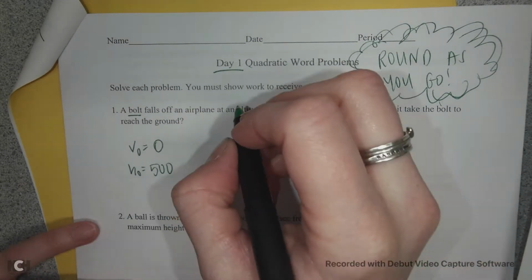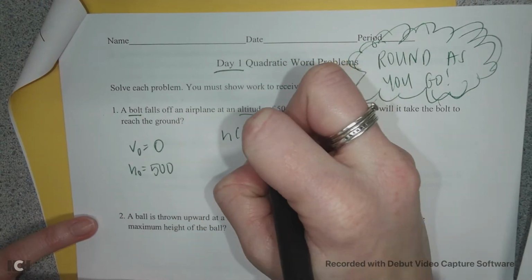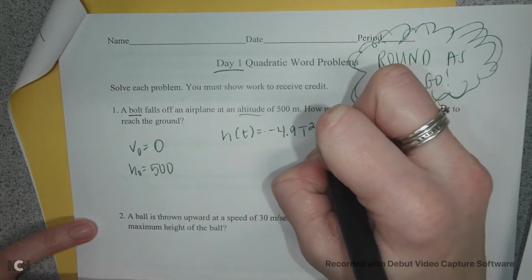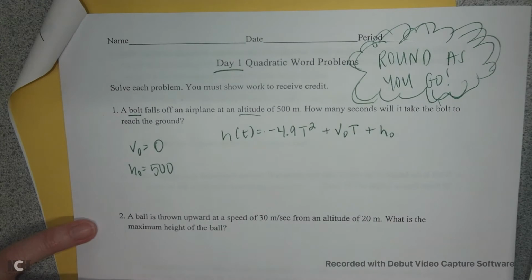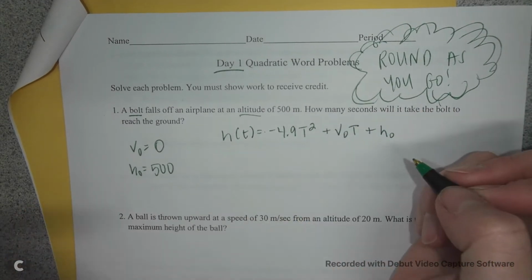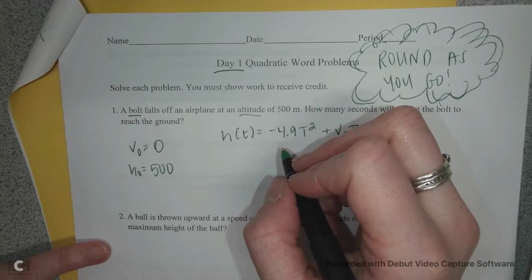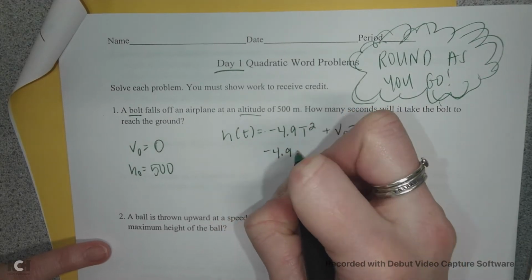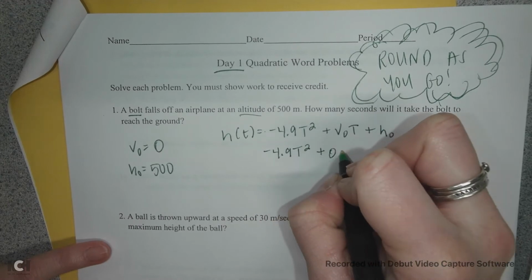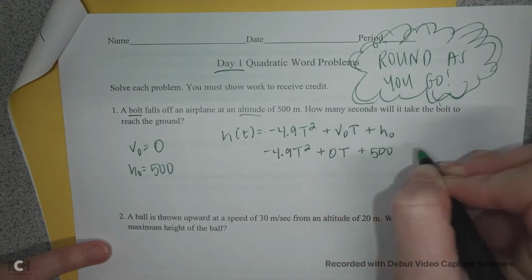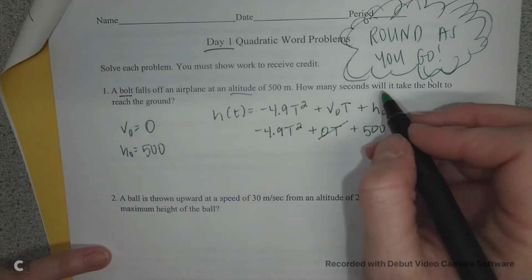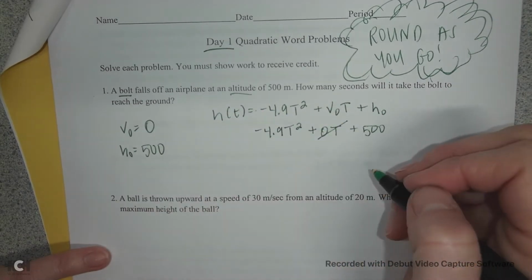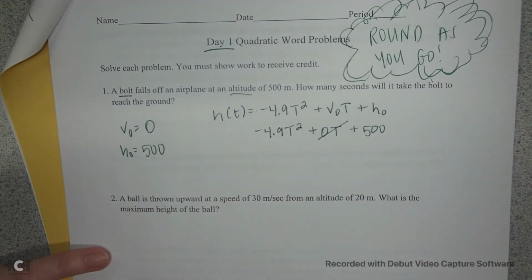So we use our meters formula. Our meters formula is h of t equals negative 4.9 t squared plus the initial velocity times t plus the initial height. Okay, so I'm just going to replace, keep your t's, they're like your x's. So negative 4.9 t squared plus 0t plus 500. So this means I don't have my b value. Okay, so I want to know how many seconds it will take the bolt to reach the ground. So we have our formula all set up. Okay, so figuring out how it's going to touch the ground.